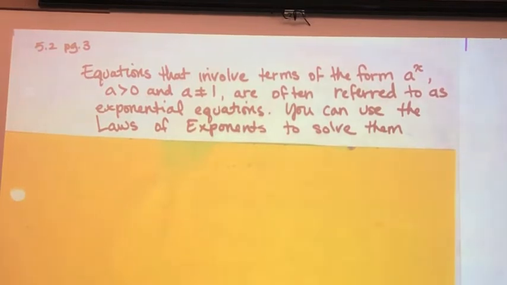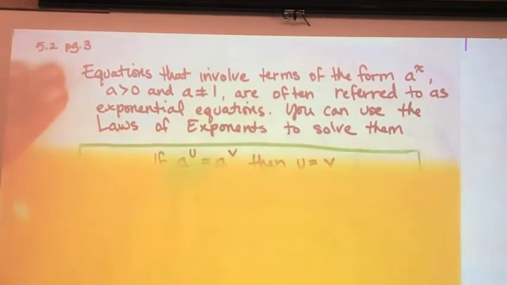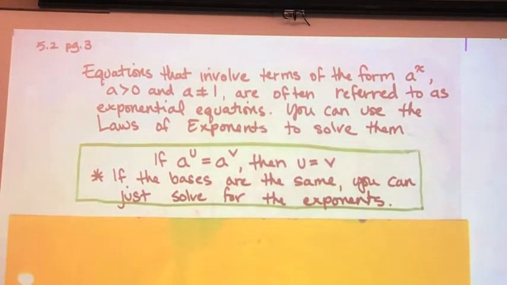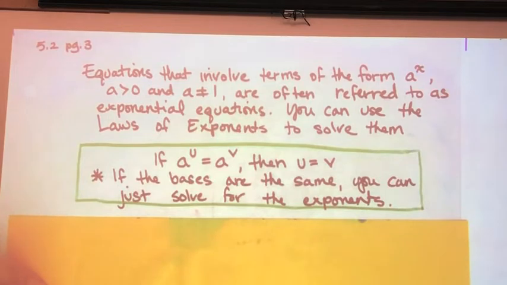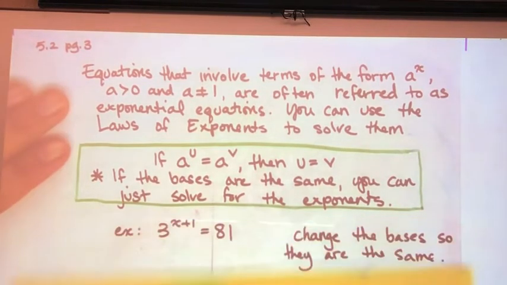So equations that involve terms in the form of a to the x, where a is greater than 0 and a does not equal 1, because 1 to any exponent is always going to be 1, so there's no point in the base being 1, are often referred to as exponential equations. You can use the laws of exponents to solve them. So basically, if a to the u power is equal to a to the v, then u is equal to v. In other words, if we make the bases the same, we can ignore the bases and just solve for the exponents. Okay, so let's take a look at a problem like that.